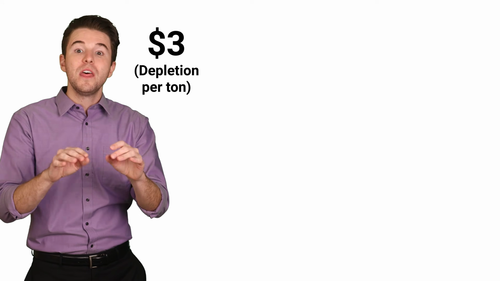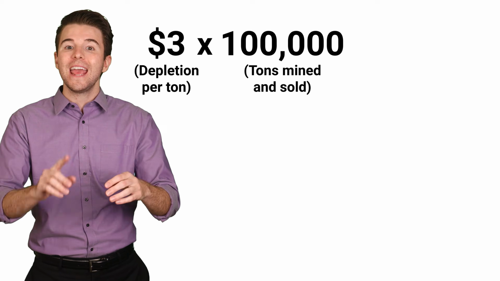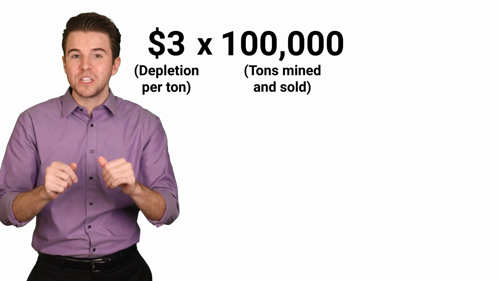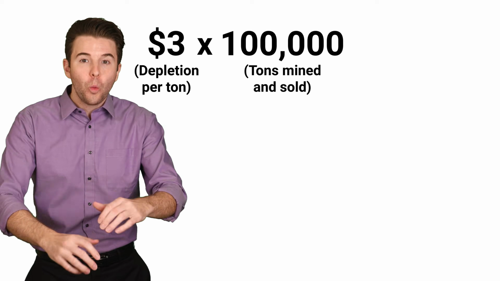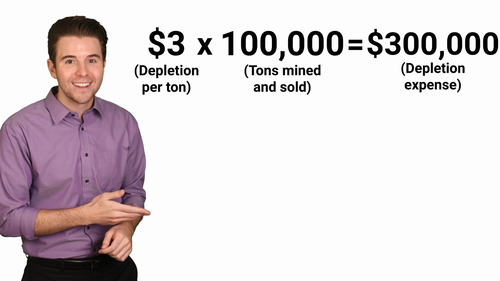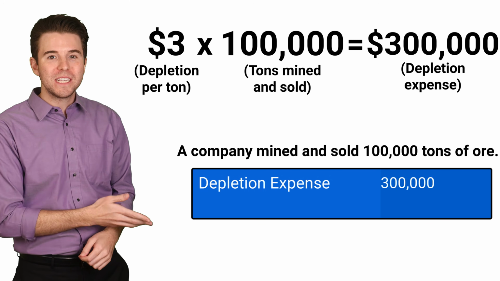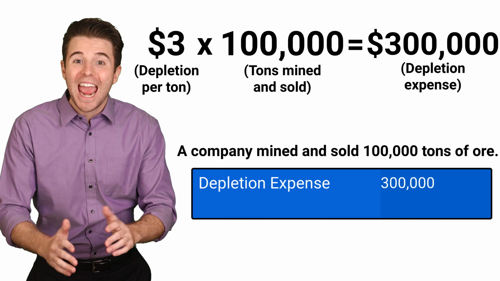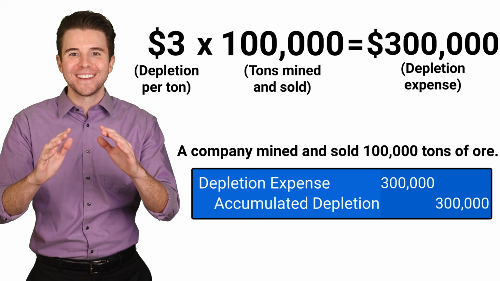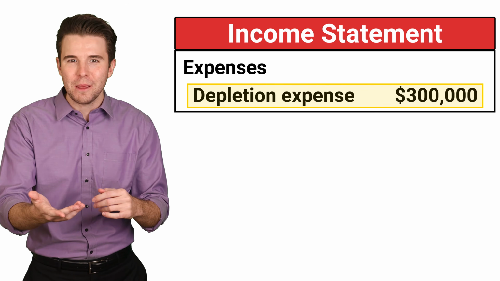In our example, the company mined and sold 100,000 tons of iron ore in the first year. If we multiply that amount by the $3 of depletion per ton, we get $300,000 of depletion for the first year. To record depletion expense for the first year, we debit depletion expense for $300,000 and credit accumulated depletion for $300,000. The $300,000 depletion expense is reported on the income statement.